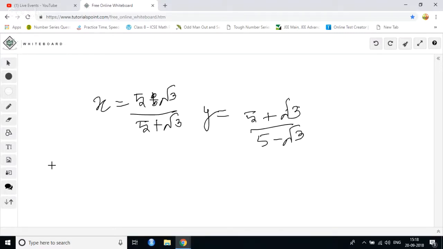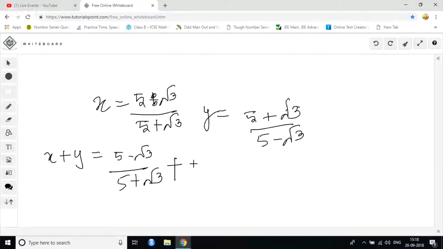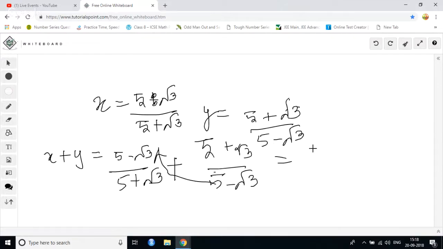So x plus y would be how much? X plus y would be 5 minus root 3 divided by 5 plus root 3 plus 5 plus root 3 divided by 5 minus root 3. And now you multiply. So when you multiply, try to understand. When you multiply, you get 5 minus root 3 square, which will be equal to 25 plus 3 minus 10 root 3.